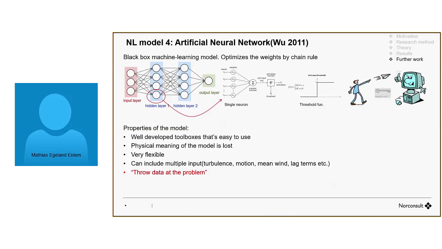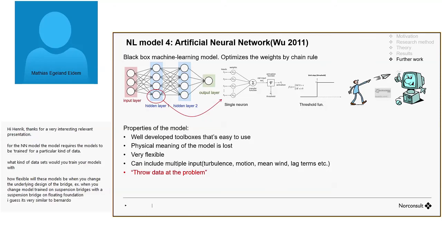For the NN model, the model requires to be trained for a particular kind of data. What kind of data sets would you train your models with? How flexible would these models be when you change the underlying design of the bridge? For example, when you change a model trained on suspension bridges for a suspension bridge on floating foundations. So I guess it's similar to the question that Bernarda just had. But here we're also looking at how the fundamental dynamics or the mode shapes change, and how that will change the relationship.